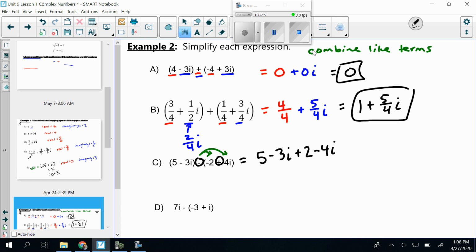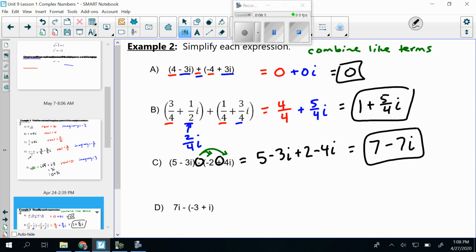So now put the like parts together. We're going to end up with 5 plus 2 is 7 for our real part. And then negative 3 minus 4, that would be minus 7 for our imaginary part. So that would be the answer there.